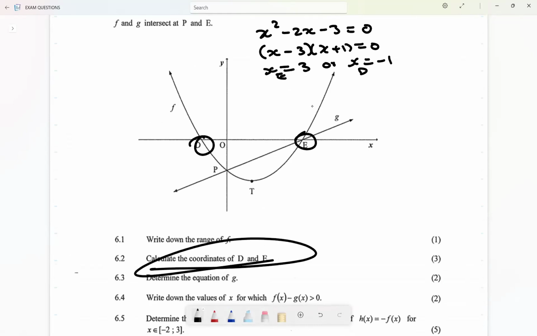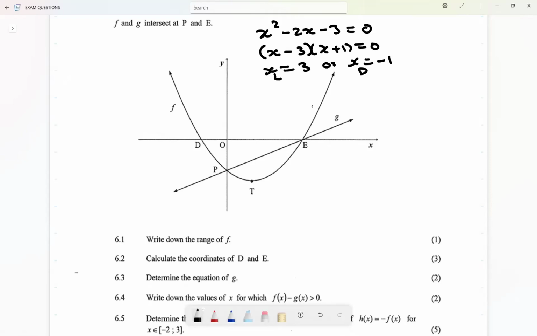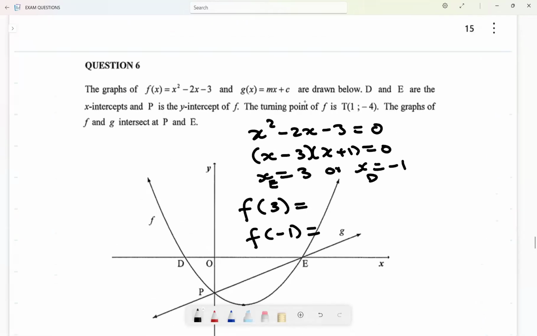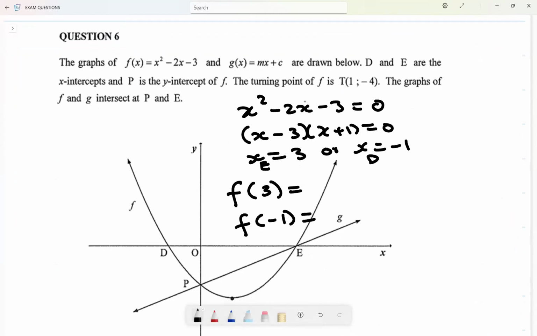But now they want the coordinates. So for you to find the coordinates, you say f(3) is equal to how much? f(-1) is equal to how much? You go to your original equation and substitute x as 3. It's going to be 9 - 6 - 3, which is 0.